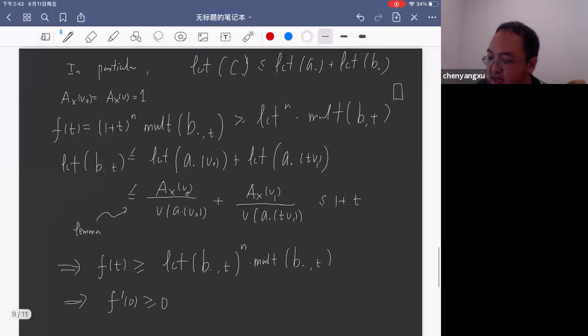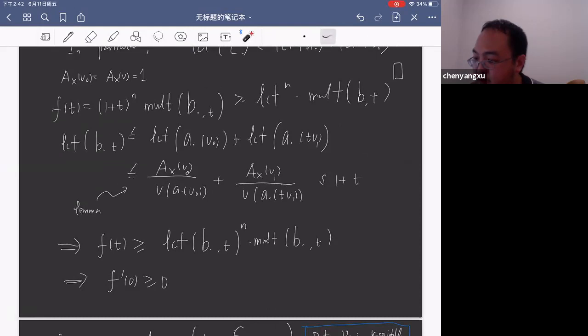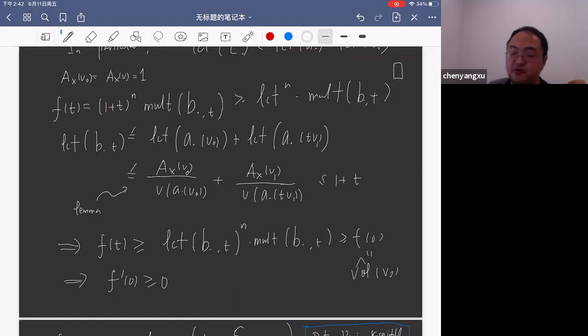Okay. But as I said, that's what I wrote here. If I assume that t is equal to zero, then as I said, this is just the normalized volume of V0, and I assume V0 is a minimizer. By Mr. Liu's observation, we know that the infimum of all these kinds of numbers is identical to the infimum of the minimum normalized volume. So if I choose V0 to be a minimizer, this function is always larger than F of zero, which is equal to the volume of V0 because I choose A of V to be one. Then of course I know the derivative has to be positive, not negative.